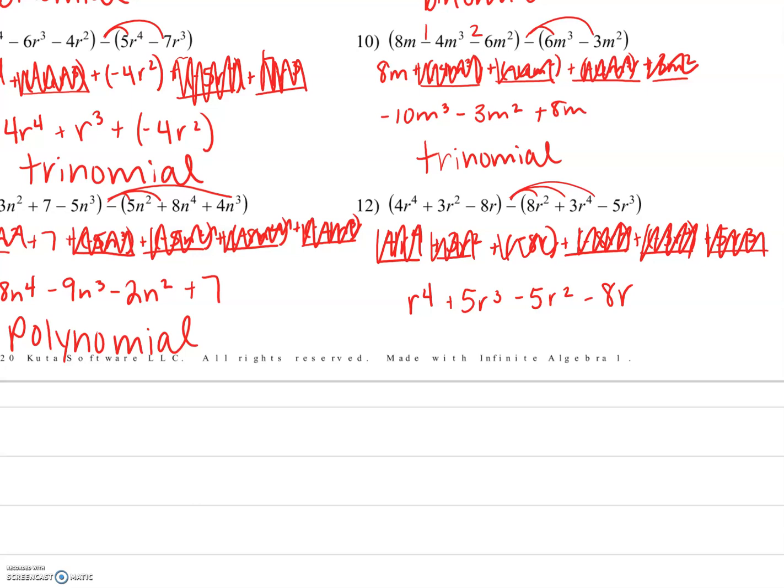All right, that would be my final answer because I can't combine r to the 4th, r cubed, r squared, and r together through addition or subtraction. So that's my final answer. And I have 4 terms in the answer, so that would be a polynomial.